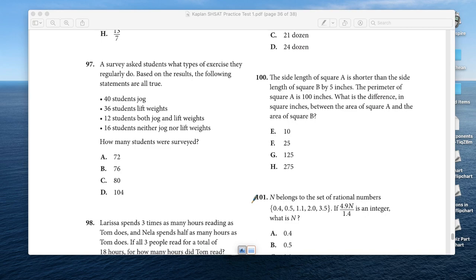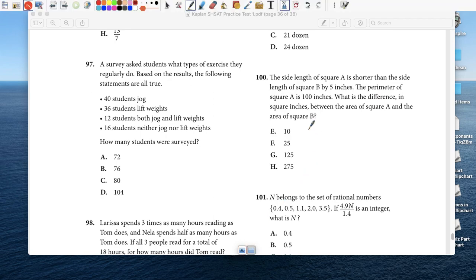97. A survey asks students what type of exercise they do. Based on the results, the following statements are all true. 40 students jog, 32 students lift weights, 12. This is, for me, a Venn diagram. I think it makes life much easier.